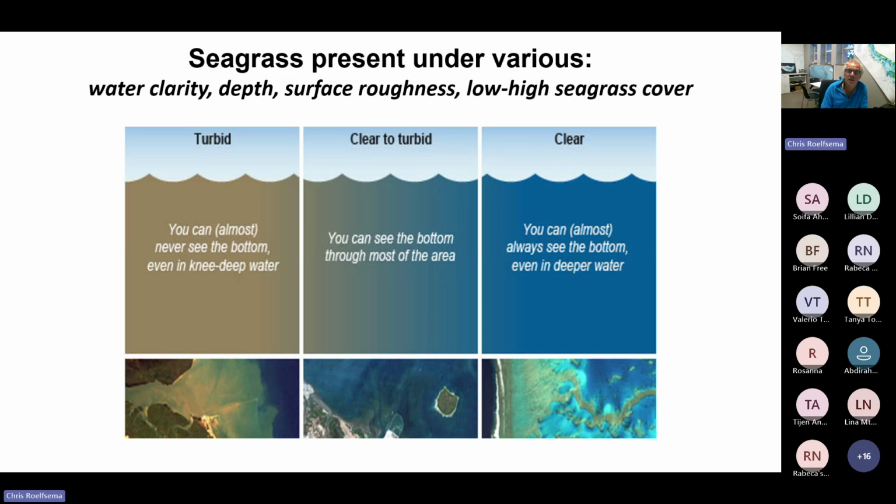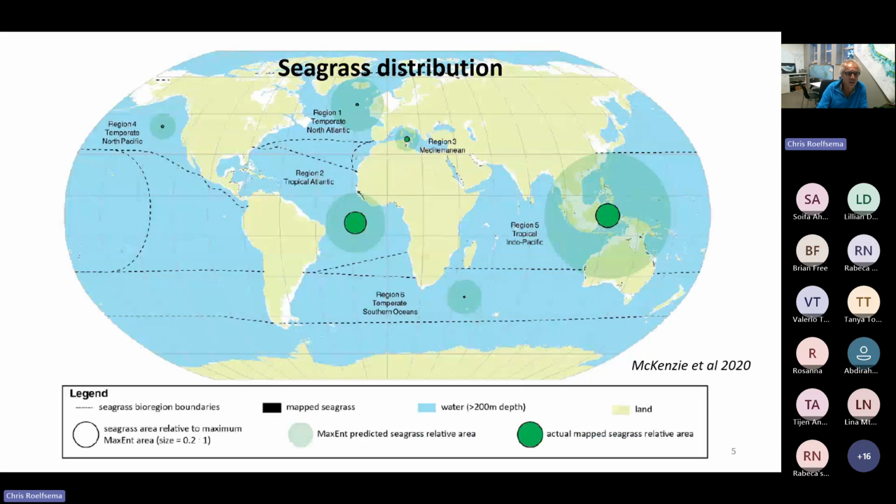Hence, mapping and monitoring seagrass from space is an enormous challenge. And up to date, till today, there's not a globally consistent map of seagrasses. With the work that Len McKenzie did with his co-authors, he looked at different areas in the world where seagrass is, and looked at how much of those areas are mapped and how much we actually predict should be there in those areas.